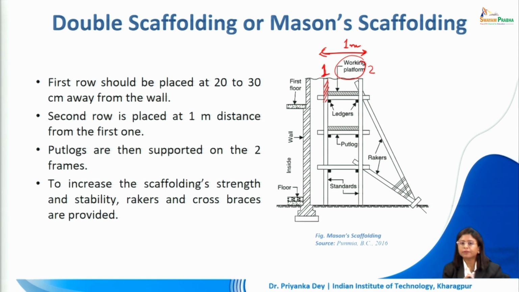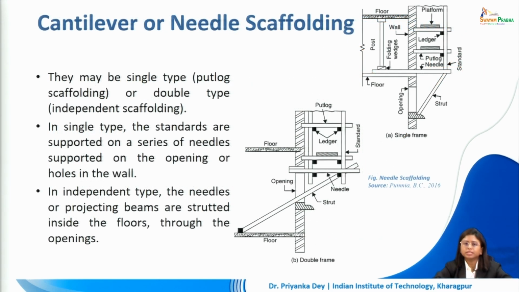To increase the scaffolding's strength and stability, raking and cross braces can be provided at regular intervals. So though in this figure we can see the rakers along the length of the wall, we can also provide additional bracing. The next type of scaffolding is called cantilever or needle scaffolding. They may be single type, that is a putlog scaffolding, where one end is connected to the wall, and the other end is connected to the ledger here in this example.